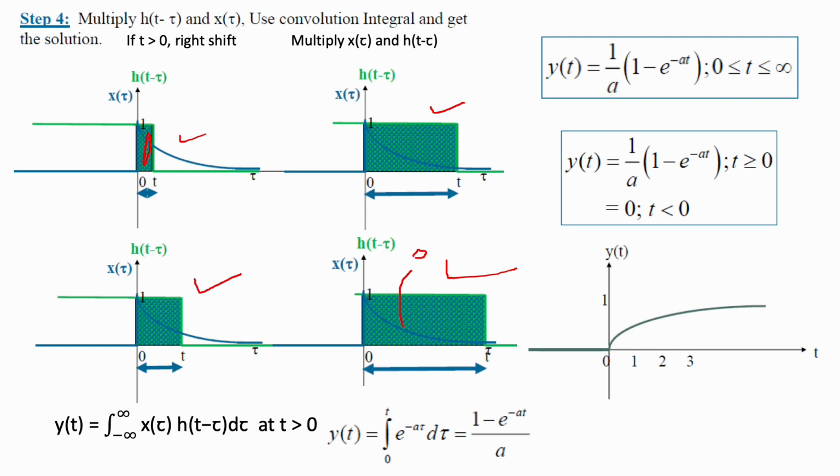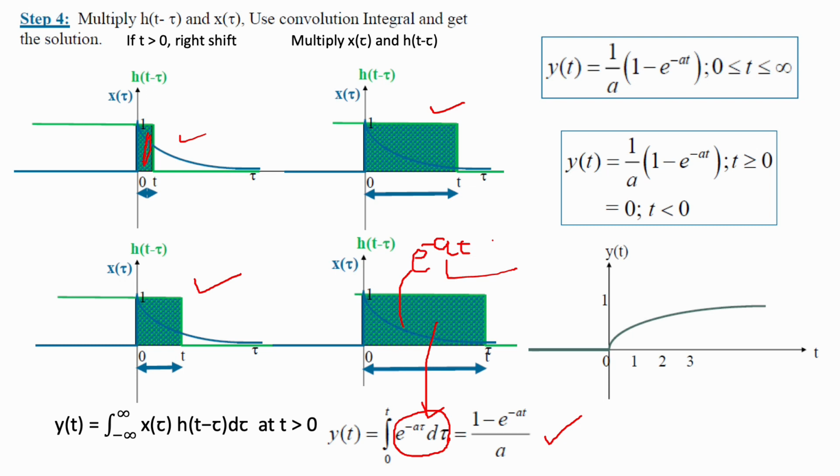This amplitude is e power minus a tau, u of tau. U of tau is 1. So it is written here into d tau. This is the amplitude of the signal you have in the merged area, that is the overlapped area. Now you integrate it. Substitute the upper limit and lower limit. You will get the answer for the first part.